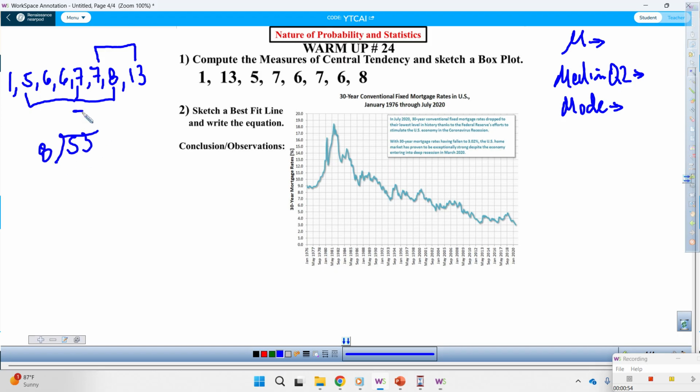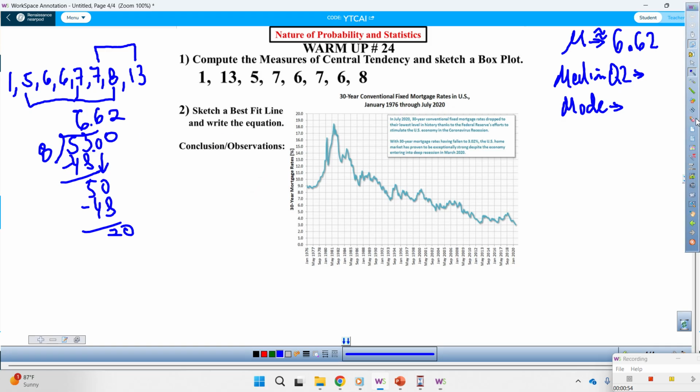Divided by 8, that's 6. Subtract, that's 5. Add a 0, bring it down. Fits in there 6 times. 48, subtract, add another 0, bring it down. Fits in there 2 times. So my mean is 6.62 approximately. From there, the median.